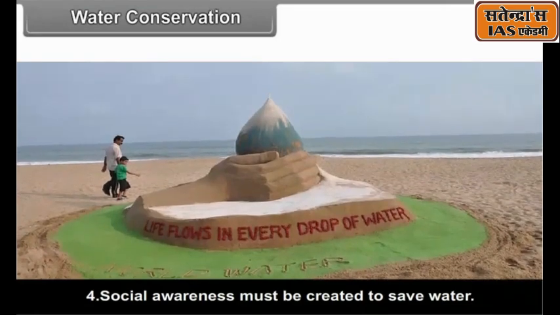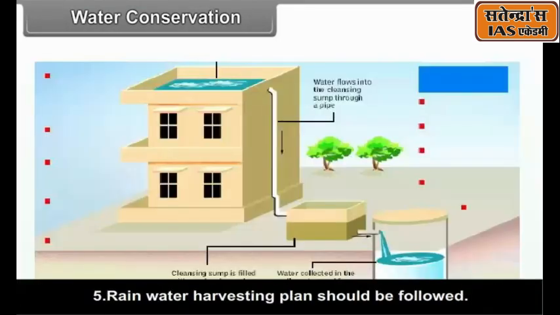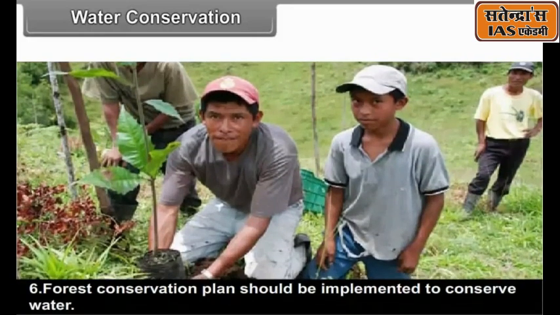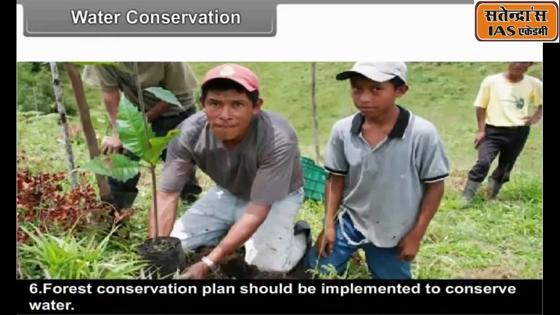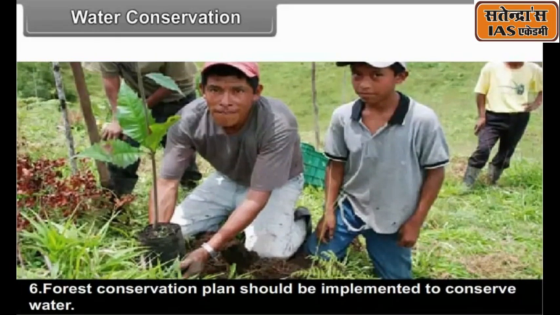Number 4. Social awareness must be created to save water. Number 5. Rainwater harvesting plan should be followed. Number 6. Forest conservation plan should be implemented to conserve water.